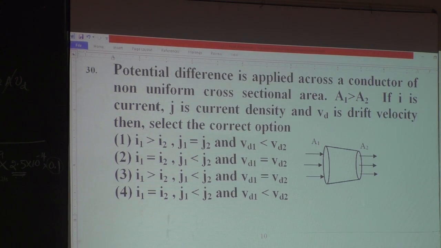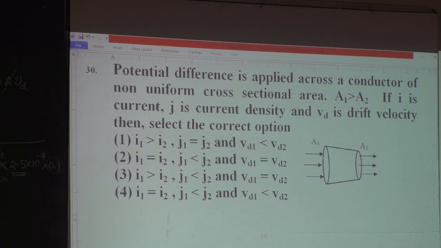Yeah. Potential difference is applied across a conductor of non-uniform cross-sectional area, A1 greater than A2. So it is like a pipe in which water flows. And A1 is more, A2 is less. We have to apply a battery across A1 and A2. If I is the current and J is the current density and Vd is the drift velocity, then select the correct option. Read the problem, see what are the options.